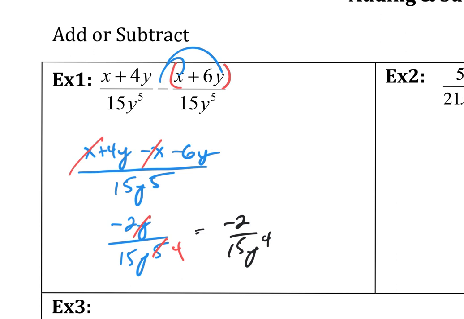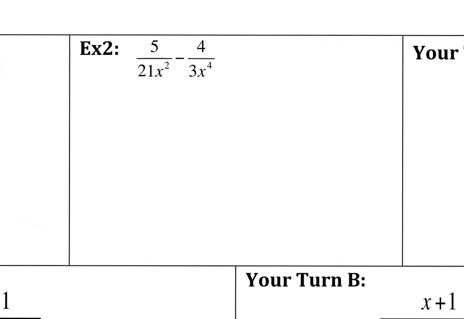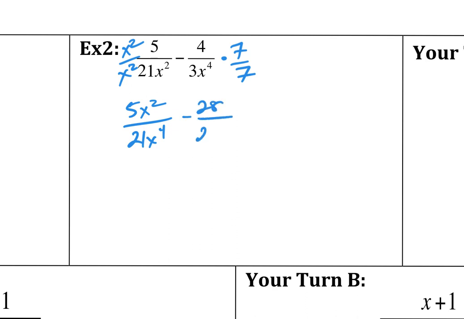If we compare this to our next example, I first notice that I do not have a common denominator, and we can't add or subtract without a common denominator, so I need to get things to be the same. I do notice that my second fraction has a 3 instead of a 21, so we're going to start by multiplying by 7 over 7 to make the coefficients the same. And then my first fraction has an x squared instead of an x to the fourth, so we'll multiply by x squared over x squared, again to get our denominators to be the same, so we can then add our numerators. Once we have multiplied, what we have is 5x squared over 21x to the fourth minus 28 over 21x to the fourth.